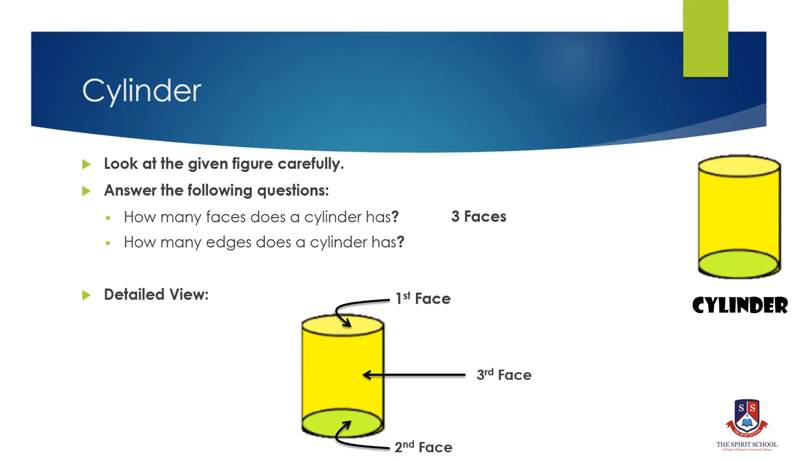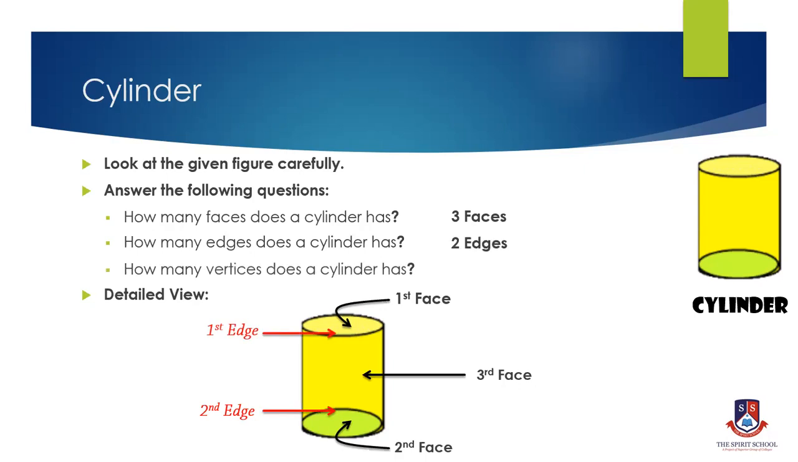I told you an edge is formed when two faces meet each other. Here you can see that two faces meet each other at this point, and secondly at this point. So it means a cylinder has two edges. So the first edge is there, and there is a second edge, and so we can see that a cylinder has 2 edges. Similarly, how many vertices does a cylinder have?